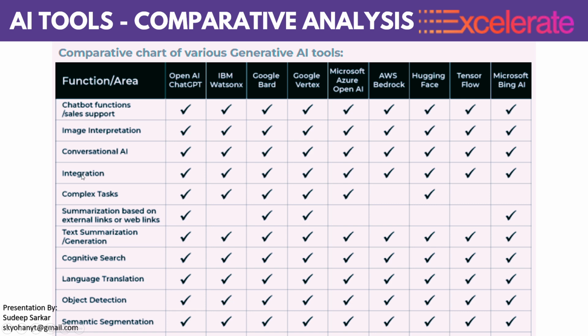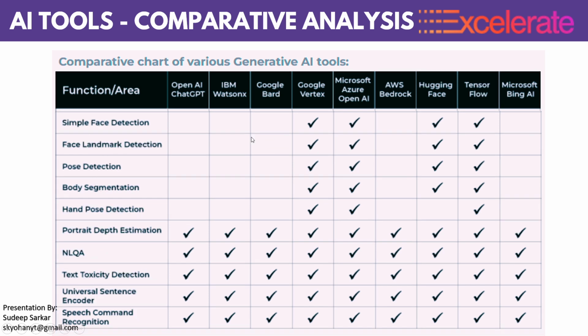Most of the basic things like conversational AI and integration can be done. Then complex tasks, many of the tools can do them, but a few like TensorFlow currently cannot. Summarization based on external links and web links, OpenAI ChatGPT can do it, Bard can do it, Vertex can do it. Text summarization and generalization is the most basic work, which can be done by almost every AI based tool. Cognitive search, language translation, object detection, semantic segmentation: almost all of these popular AI tools which I have collected can do these particular things.